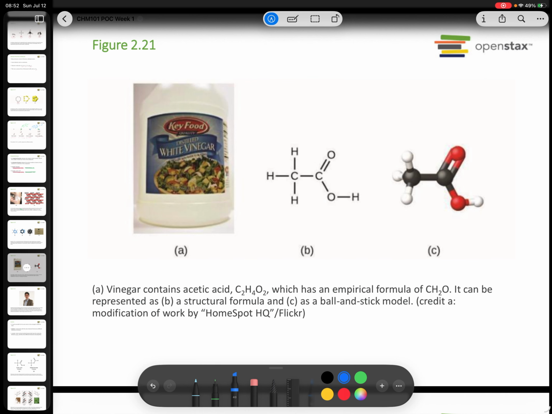So, vinegar contains acetic acid. Going back to acetic acid, the molecular formula we mentioned earlier is C2H4O2. If we divide the subscripts by 2, we get its empirical formula, which is CH2O. This example is useful because it shows that two formulas can describe the same substance, but at a different level. The molecular formula gives you the exact atom counts, while the empirical formula only gives the simplest ratio.